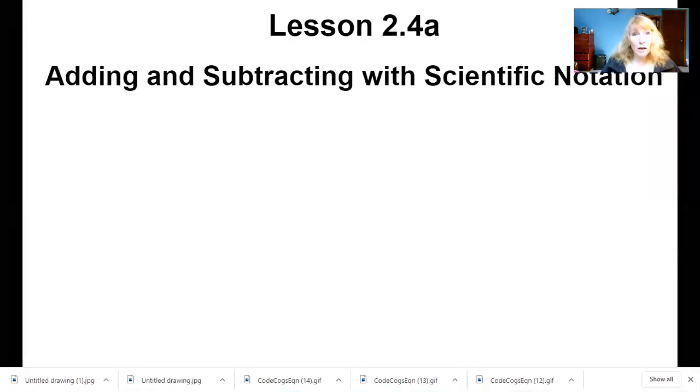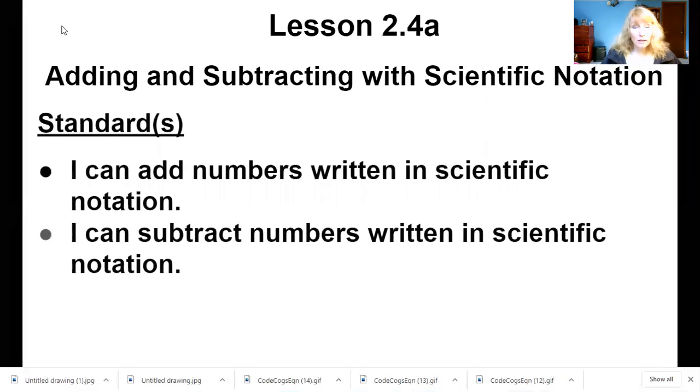So adding and subtracting with scientific notation. The standards we're going to be working in: I can add numbers written in scientific notation, and I can subtract numbers written in scientific notation. Why would you want to do this? Because sometimes the numbers can have whole bunches of zeros, right? They can be super huge. It might be easier to add and subtract them in the short version form of the scientific notation.